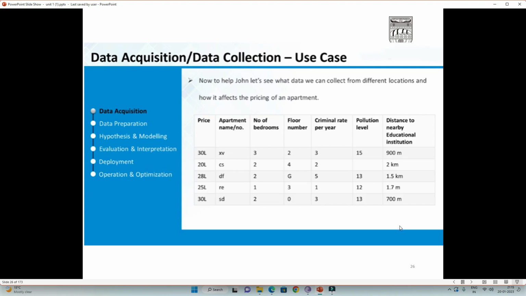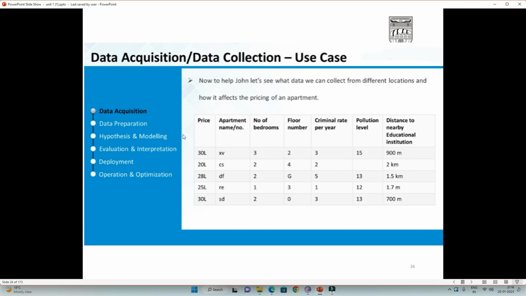There could be other factors that you feel are necessary. You could take those values. You could leave out parameters if you feel they are irrelevant. So at the moment, from natural instinct, we can understand that the apartment name number should not matter. So this field will be left out and we could take the other fields into account. So my acquisition is done.